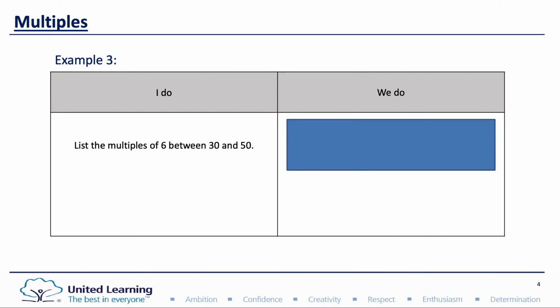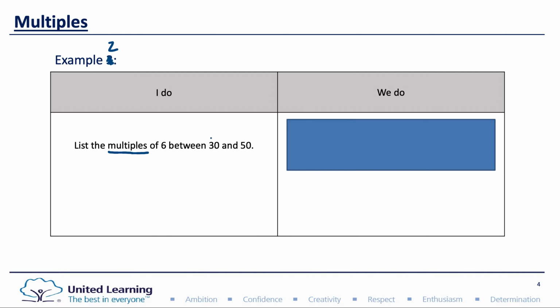All right, question number 2. List the multiples. Oh, it says 3, hang on, let me fix that. Okay, list the multiples of 6 between 30 and 50. Let's think. Don't forget times table, multiples, times table.